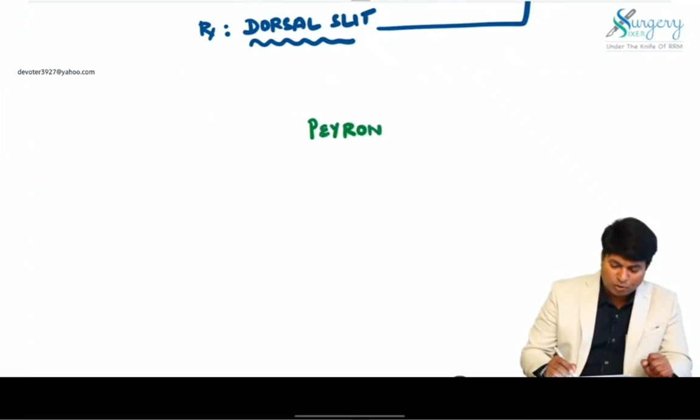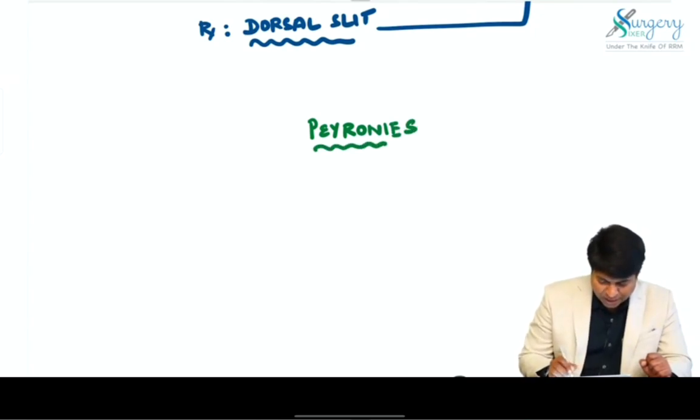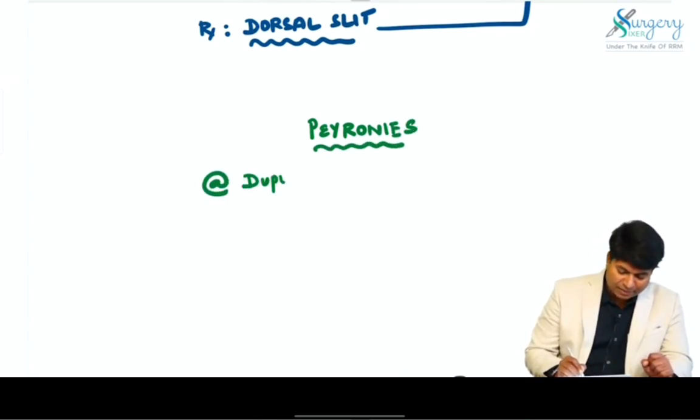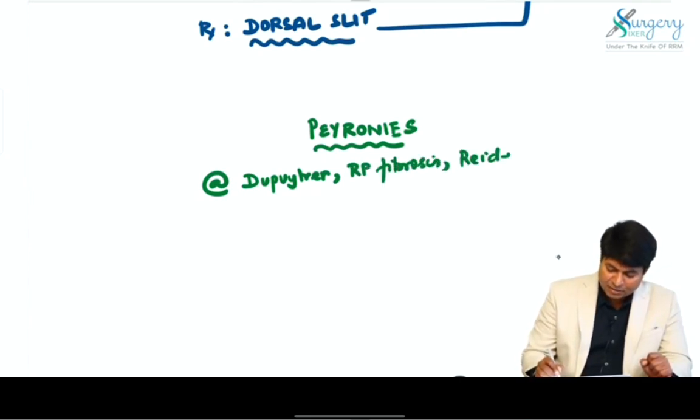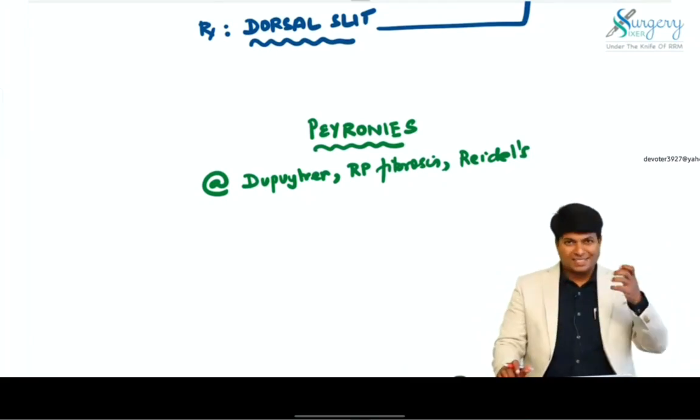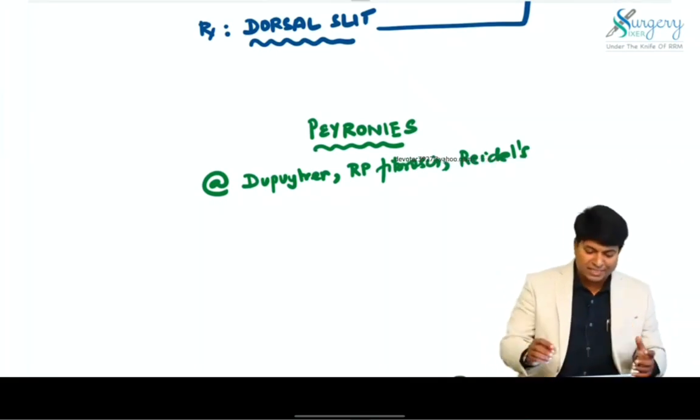Peyronie's disease is a fibrosing condition associated with Dupuytren's contracture, retroperitoneal fibrosis, and Riedel's thyroiditis. All these are fibrosing conditions in your body. A similar fibrosing condition is Peyronie's disease of the penis.